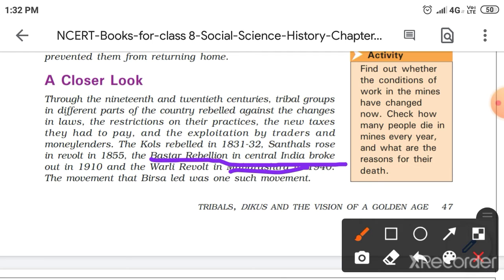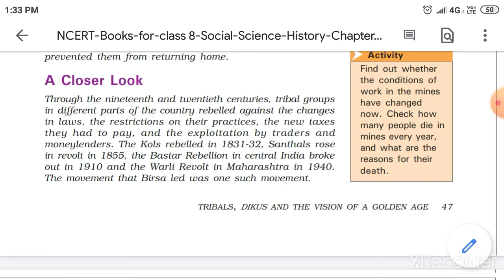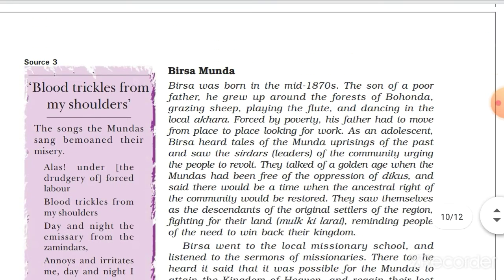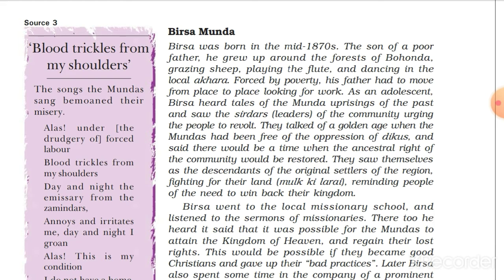So you have also heard about Warli art. I hope you have heard about it. If you haven't, that's okay. So Warli Revolt was in Maharashtra. Now here the movement that Birsa led was one such movement. Okay, Birsa also led a movement. So let me sum up this whole topic, Birsa Munda, for your convenience.